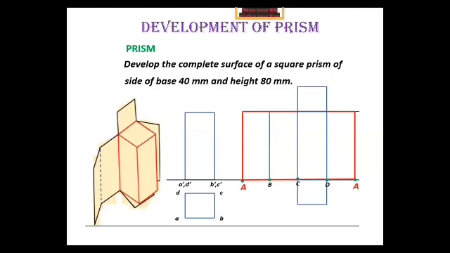So, for example, a problem statement is given: develop the complete surface of a square prism of side of base 40 mm and height 80 mm. The dimensions may vary. We know that the front view and top view of a square prism are a rectangle and a square respectively. In the top view, we get a square, and we name the points small a, b, c and d, whereas in the front view, a dash, b dash, c dash and d dash, depending on the respective projections.